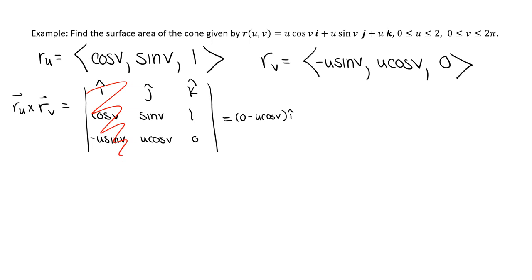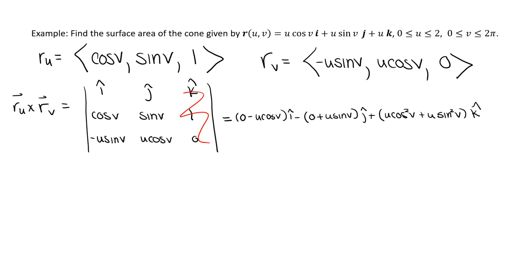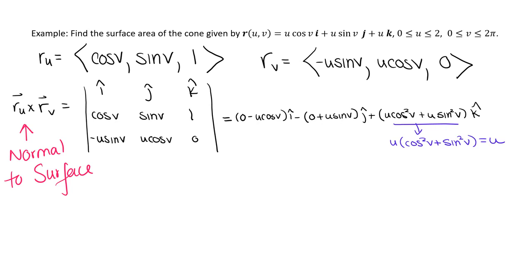So the i component would be 0 minus u cosine v. J component, 0 minus a minus, so plus u sine v. Of course, we have that negative right there. And then the k component is u cosine squared v plus u sine squared v. And that simplifies down to u. This vector that I just computed is actually normal to this surface.